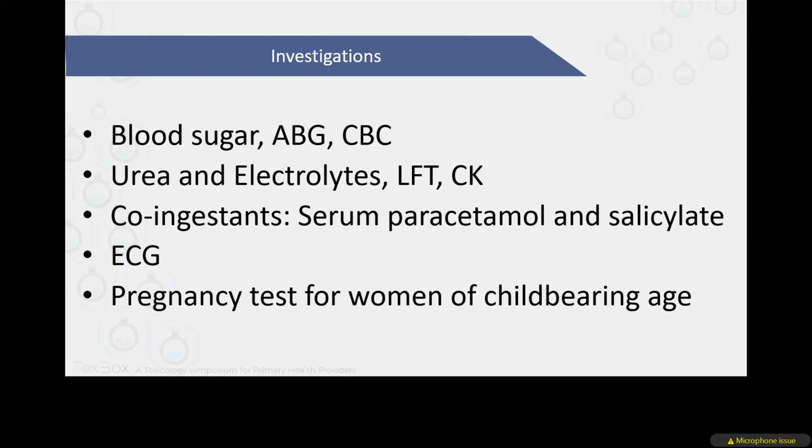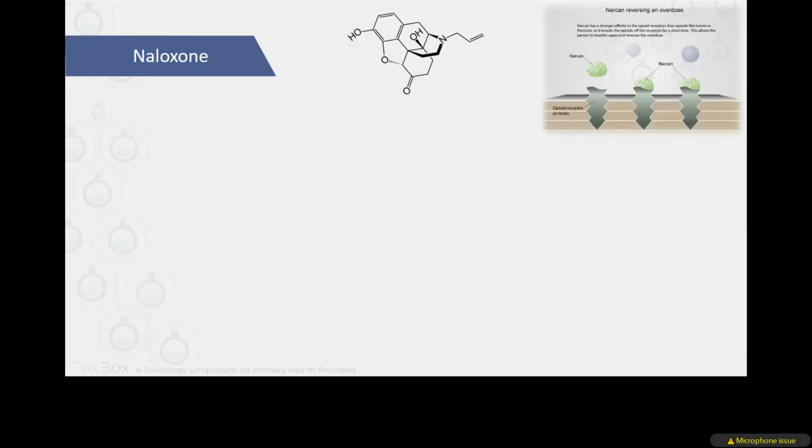Now, investigations: blood sugar, ABG, CBC. Check the CK for rhabdomyolysis, LFT, and urine electrolytes. And definitely, as I said, the co-ingestions: paracetamol and salicylate, and any others if suspected. ECG is crucial in opiate toxicity, because there are some opiate medications that actually cause arrhythmias as well as prolonged QT. So always do an ECG early. Pregnancy test for women of childbearing age.